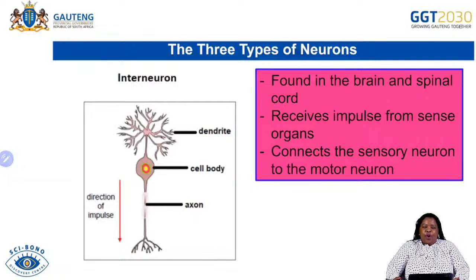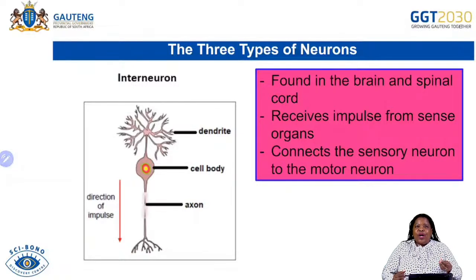The other type of neuron is the interneuron. Inter means in the middle, and in this case it is going to connect the two. Remember, we've got the sensory neuron, which is the afferent neuron, and the motor neuron, which is the efferent neuron.